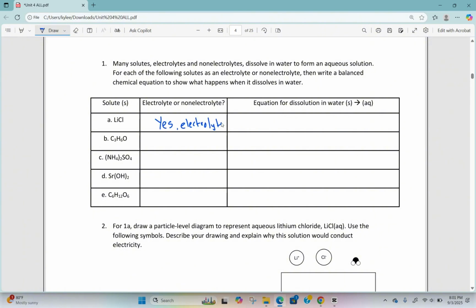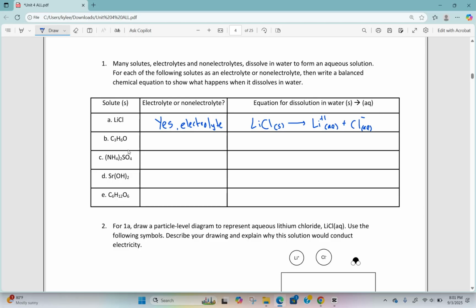And what that means is that when I have lithium chloride solid and I dissolve it into water, the lithium ion and the chlorine ion are going to separate. And that's actually what allows ionic compounds to conduct electricity. We talked about that a little bit in Unit 2. They only conduct, though, when they're dissolved in water.